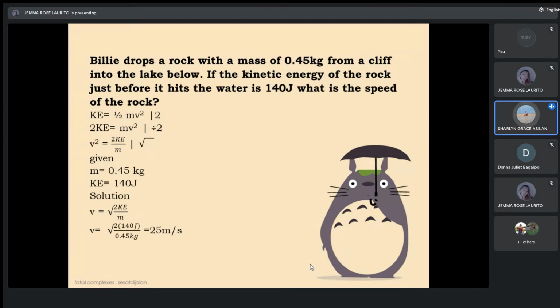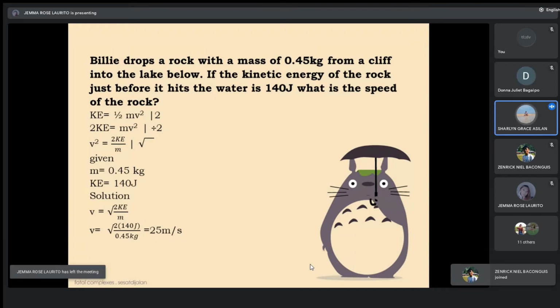So in this problem, what we are looking for is the speed. Billy drops a rock with a mass of 0.45 kg from a cliff into the lake below. If the kinetic energy of the rock just before it hits the water is 140 joules, what is the speed of the rock?